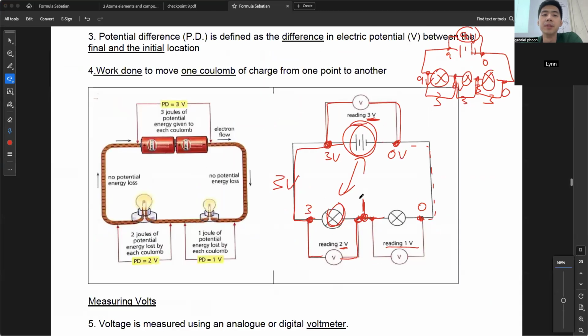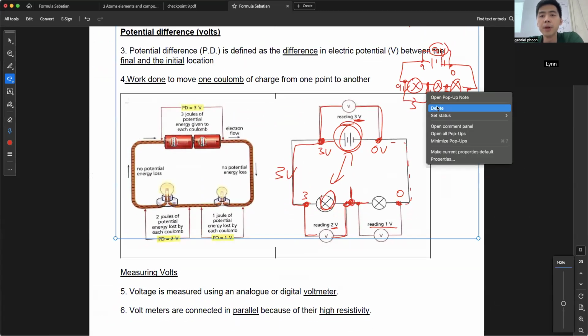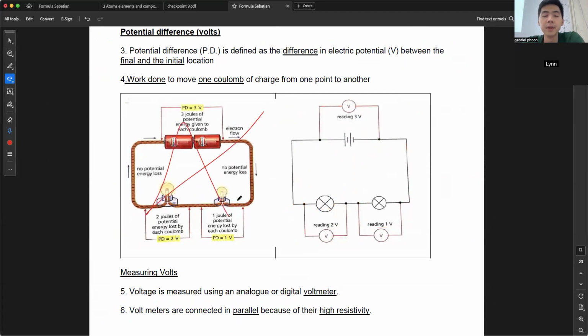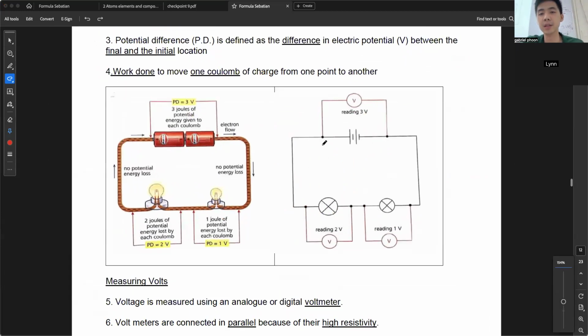Okay? Copy this down. Just copy the one on the right, guys. The left is the same thing. Just copy the one on the right. And maybe just include your potential points as well. Then it's easier for you.